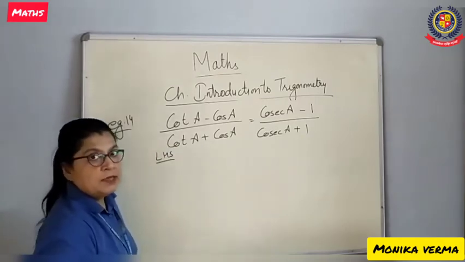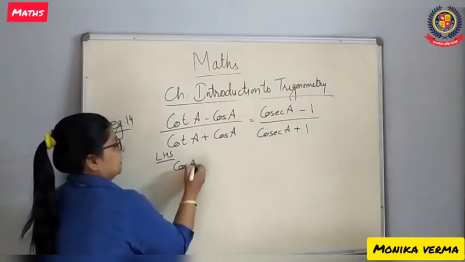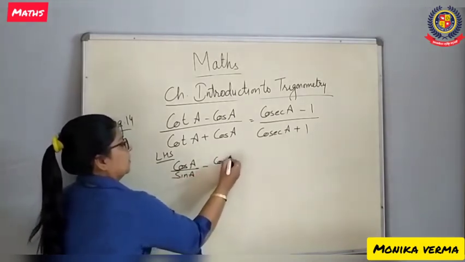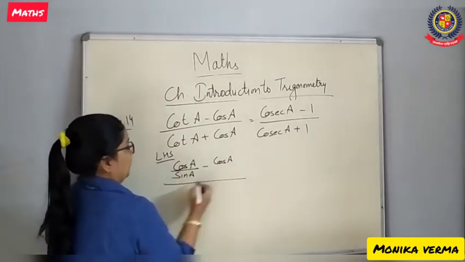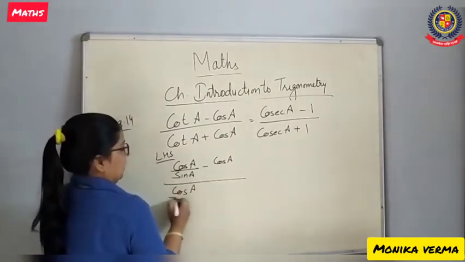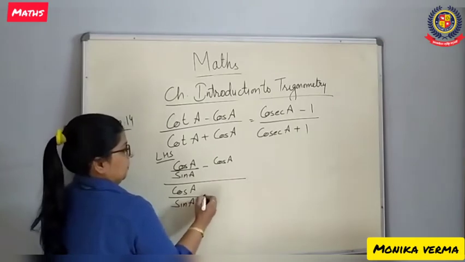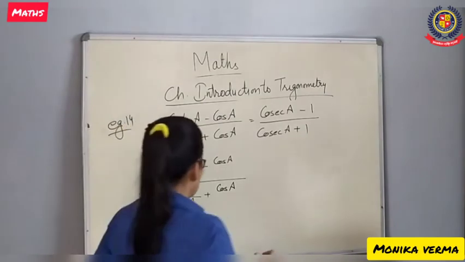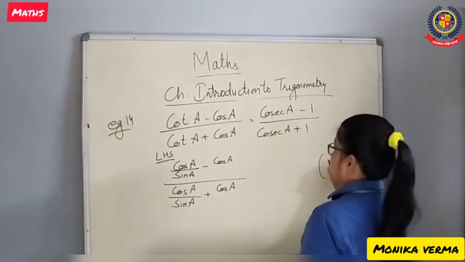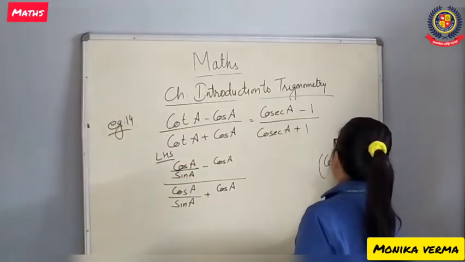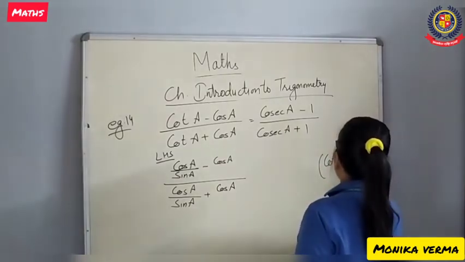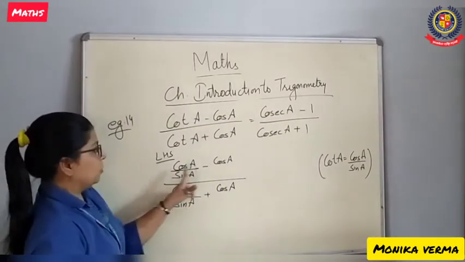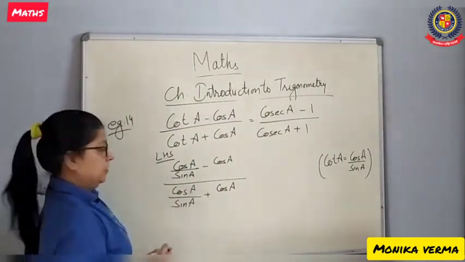Cot means cos upon sin. Cos A upon sin A minus cos A, upon cos A upon sin A plus cos A. And what have we used? Cot A is equal to cos A upon sin A. Now both of them are having cos A. We can take that common.